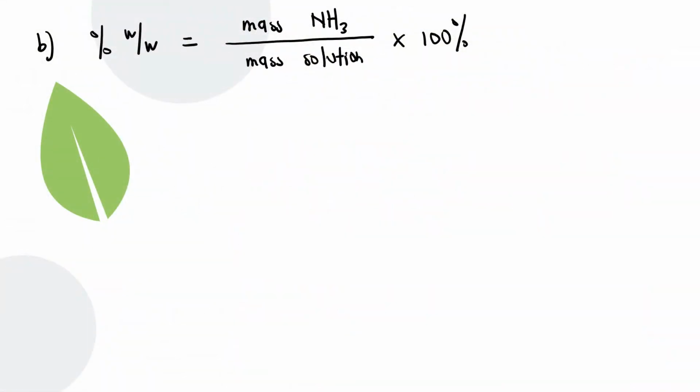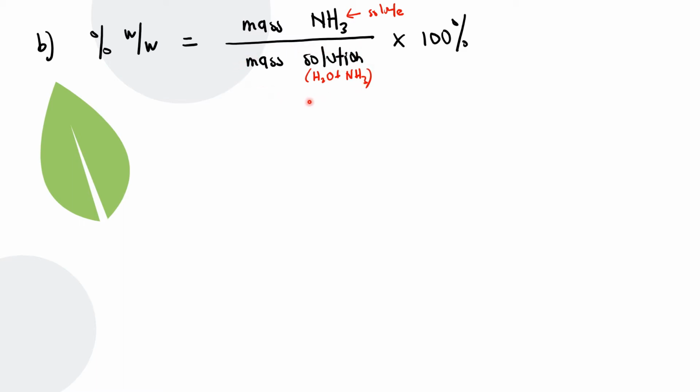So in question B, you are going to find the percentage by mass of ammonia in this ammonia solution. So according to the formula of percentage by mass, it is mass of ammonia over mass of solution, where ammonia is our solute. Okay, and this solution is actually the combination of ammonia and water. So from the previous calculation, you have found out the mass of ammonia and also mass of solution.